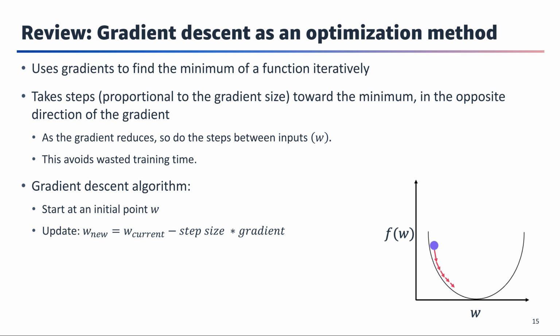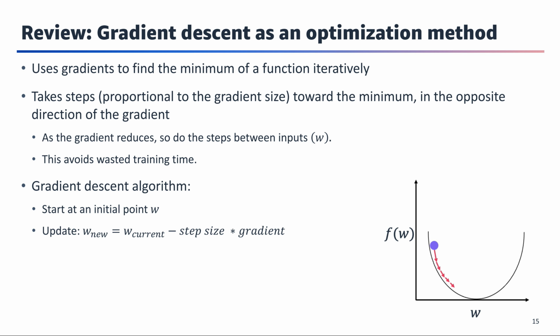One method for optimization is the gradient descent algorithm. This uses gradients to find the minimum of a function iteratively. Steps proportional to the gradient size are taken toward the minimum, in the opposite direction of the gradient. As the gradient reduces, so do the steps between inputs, which are the weights. This avoids wasted training time.